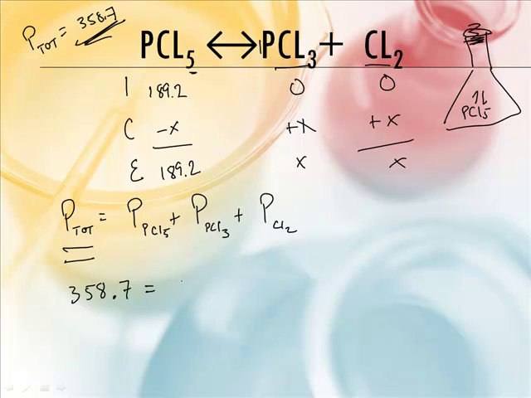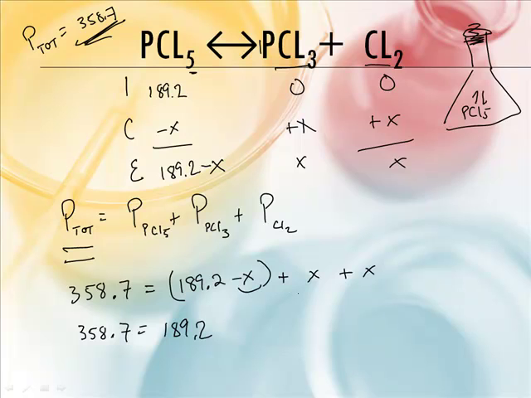358.7 would be equal to 189.2, oops, I just made a mistake, minus x plus x plus x. Now, algebraically, this is not terribly difficult mathematics, is it? So 358.7 equals 189.2. I have a negative x, a positive x, and a positive x. This is 2x. So 2x plus negative x would be just x.